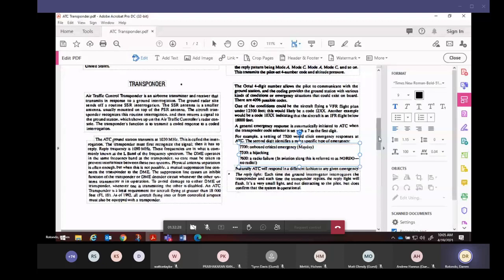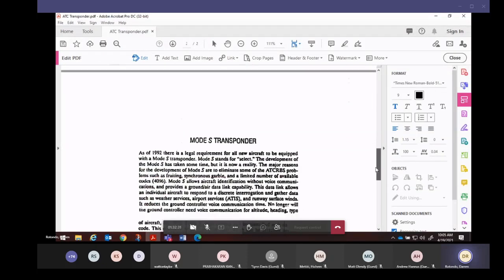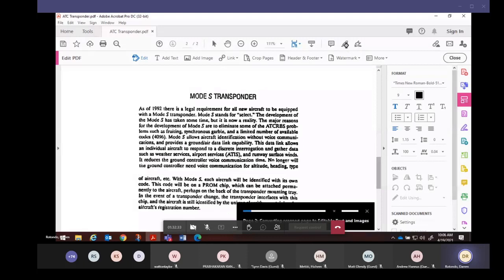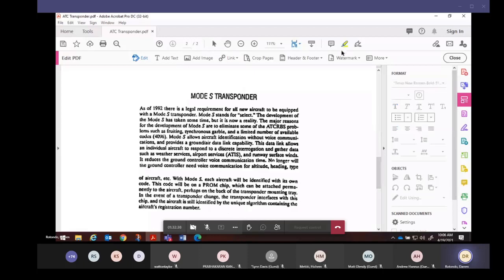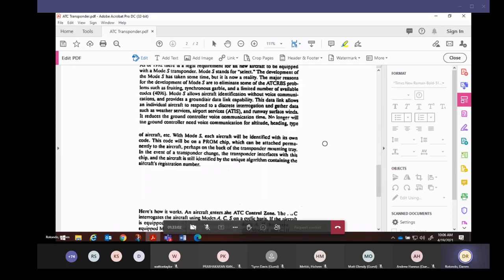So we've talked about everything on this page here, but we haven't necessarily gotten into this idea of these newer transponders, these Mode S transponders. Right there.